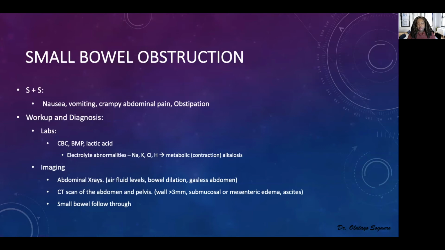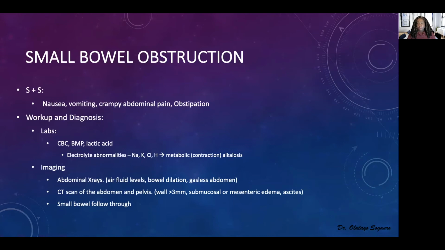The diameter of the middle portion of the small bowel, or jejunum, will be approximately 3 centimeters. The middle of the large bowel, the transverse colon, will be approximately 6 centimeters, and the cecum will be approximately 9 centimeters. Anything larger than these usually indicates dilation.